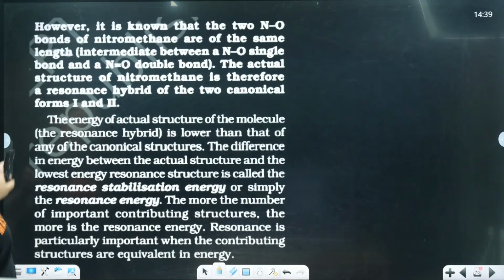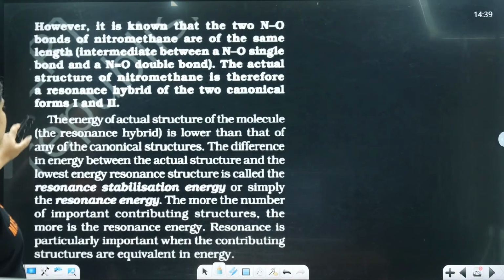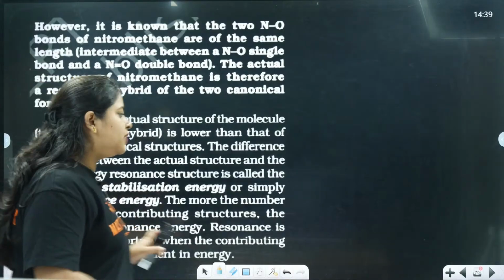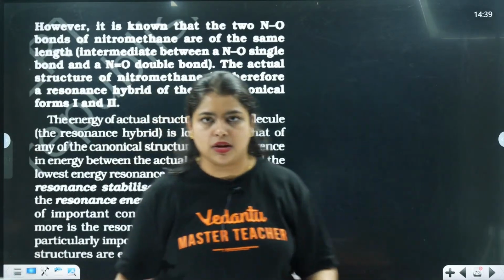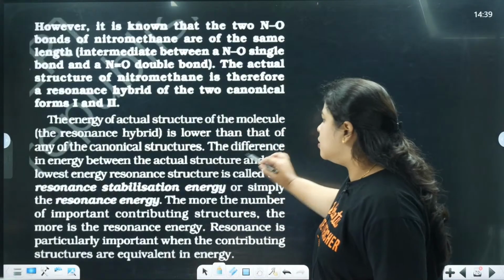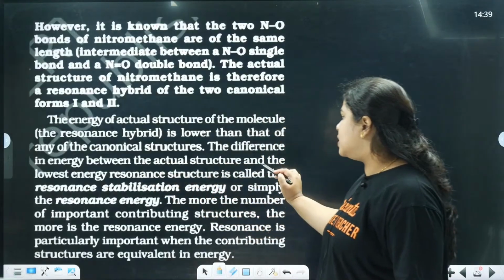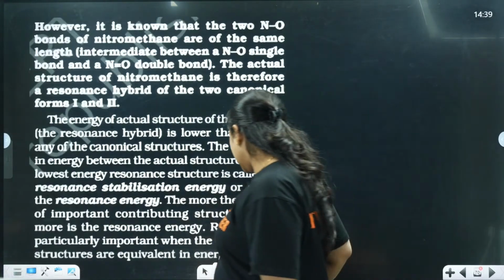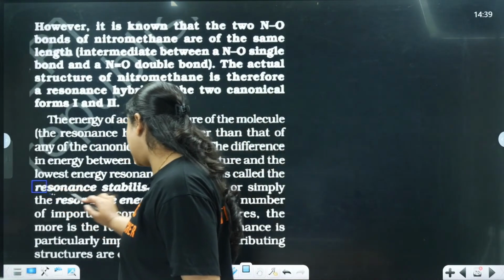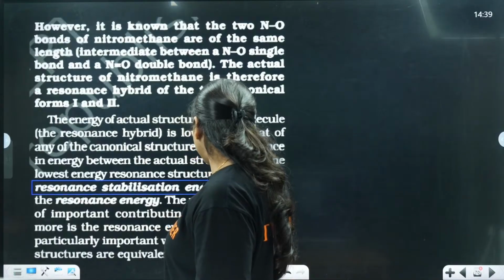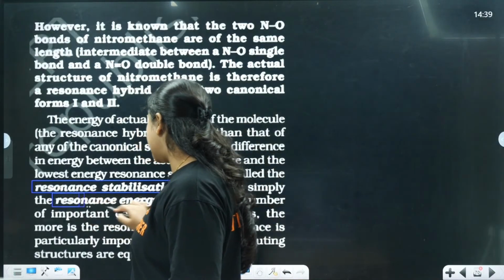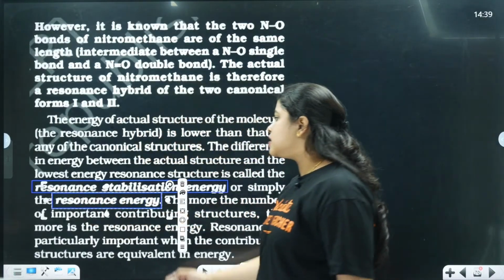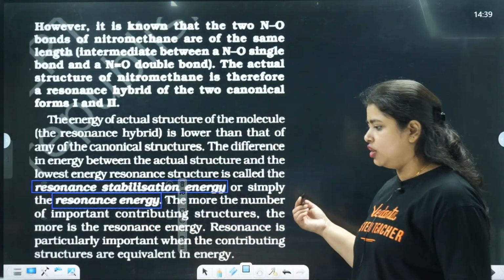Okay, now the energy of the actual structure of the molecule is lower than that of any of the canonical structures. So for that purpose, whatever difference in energy is there between the actual structure and the lowest energy resonance structure is called what? Resonance stabilization energy, or it is also simply called resonance energy.